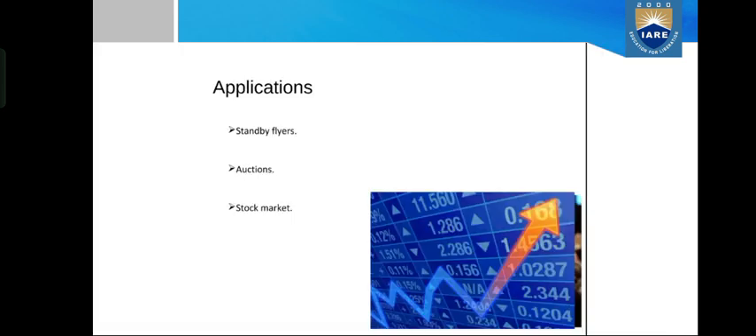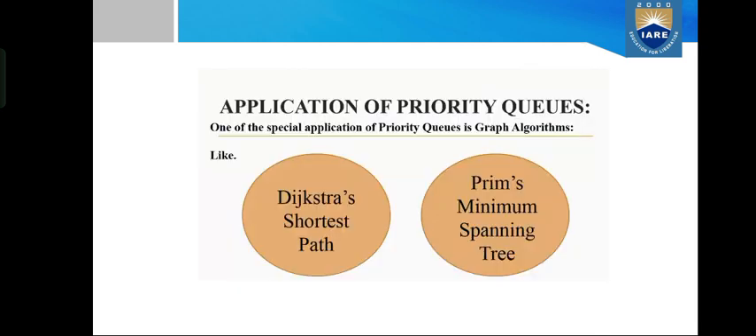Applications: standby flyers, auctions, and stock markets. One of the special applications of priority queues is in graph algorithms like Dijkstra's shortest path and Prim's minimum spanning tree.